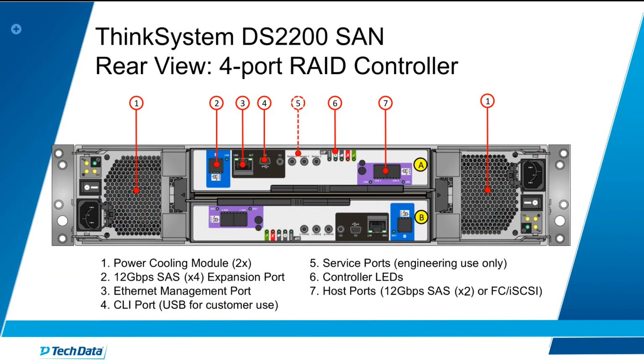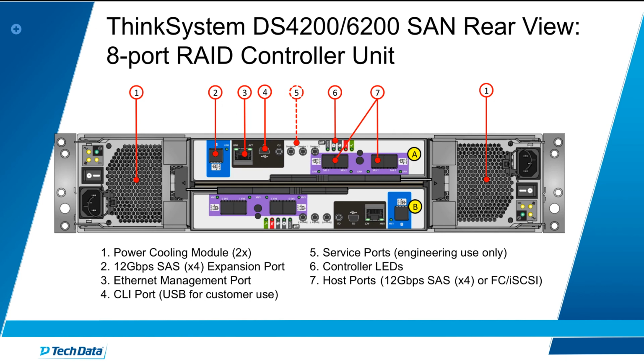Let's take a look at the rear view of the 4-port RAID controller. We have dual power cooling modules, 12 GB SAS x4 expansion ports, Ethernet management port, a CLI USB for customer use, service ports, controller LEDs, and 4 host ports depending on the connectivity. ThinkSystem DS 4200 and 6200 SAN rear view with an 8-port RAID controller unit includes 4-port connectivity capabilities, hosting 12 GB SAS x4 or fiber channel / iSCSI.